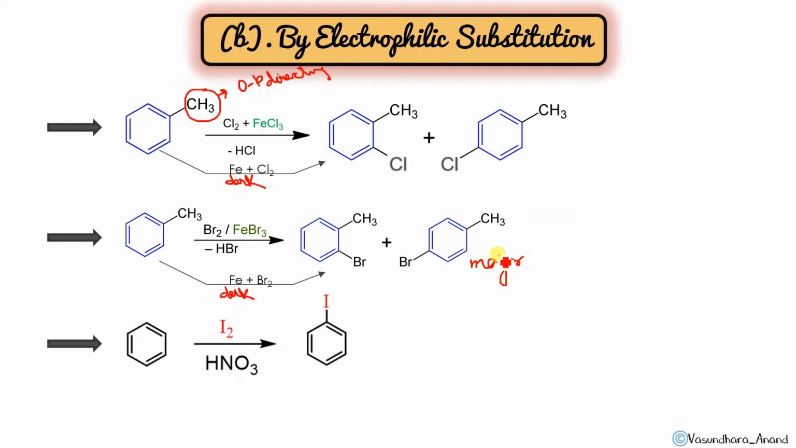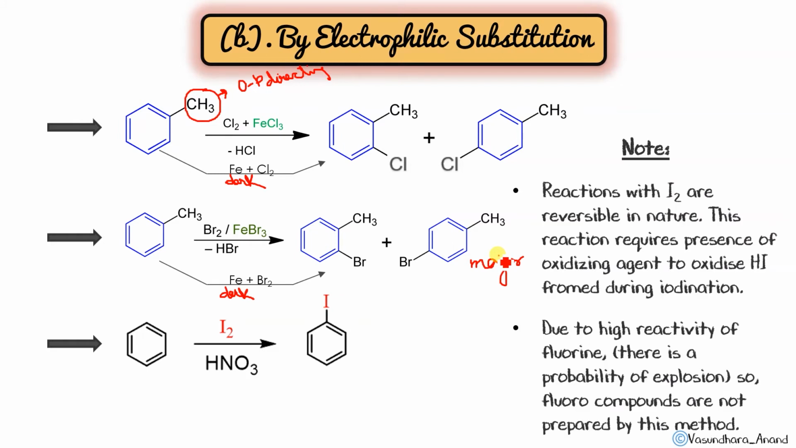Yes. Now this one is iodine with HNO3. Again, the same way it will give you the product, but here is a note that reactions of iodine are reversible in nature. So this reaction requires the presence of an oxidizing agent to oxidize HI formed during iodination. Due to the high reactivity of fluorine, there is a probability of explosion. So fluoro compounds are not prepared by this method.